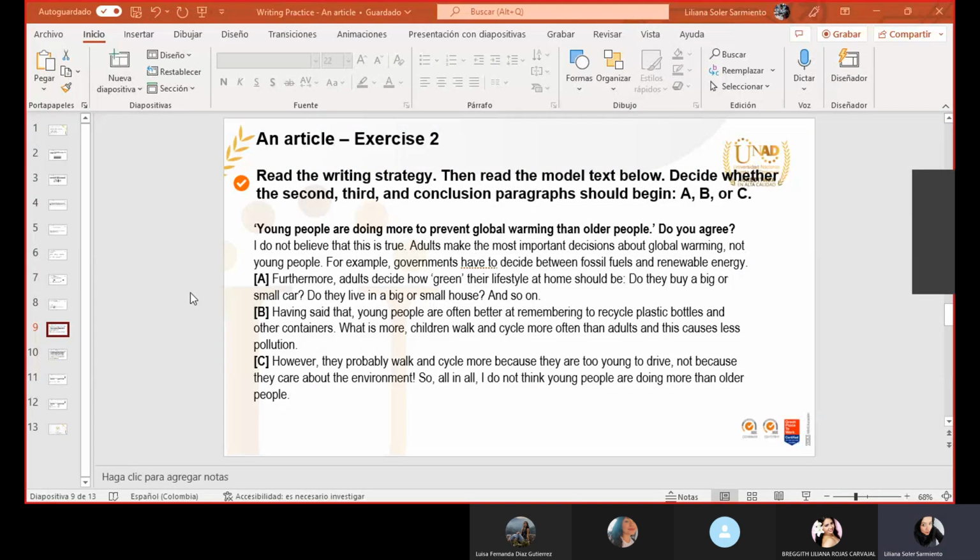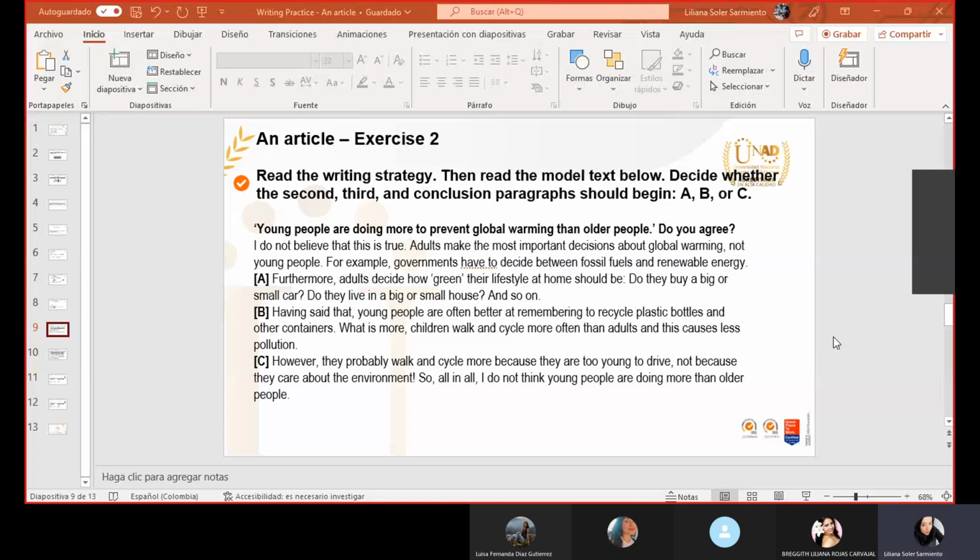Hersain or Begrit, could you read the paragraph with the letter B, please? Okay, teacher. Having said that, young people are often better at remembering to recycle plastic bottles and other containers. What is more, children walk and cycle more often than adults, and this causes less pollution.